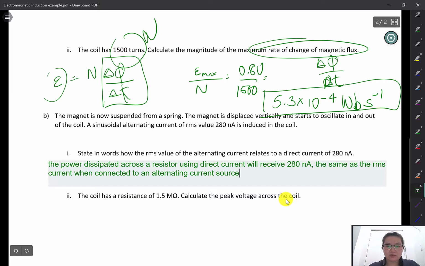Okay, so something to that effect. Okay, next one. The coil has a resistance of 1.5 megaohms. Calculate the peak voltage across the coil.